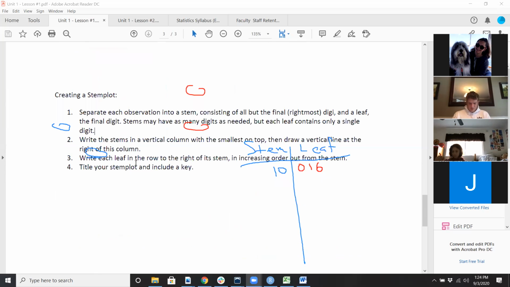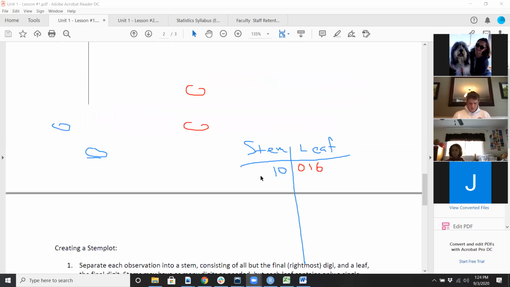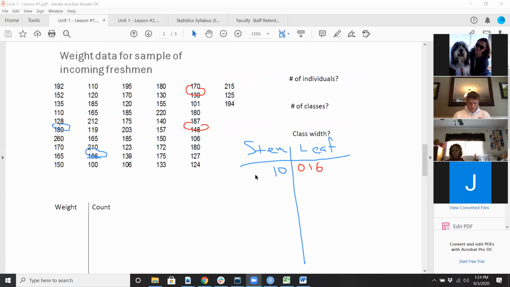So going back here, you write the stems in vertical columns with the smallest on top, and then draw a vertical line, which I did at the right of the column. And then you write each leaf in the row to the right of its stem in increasing order out of the stem. So now let's look at those that are beginning with 1, 1, 1, 1.